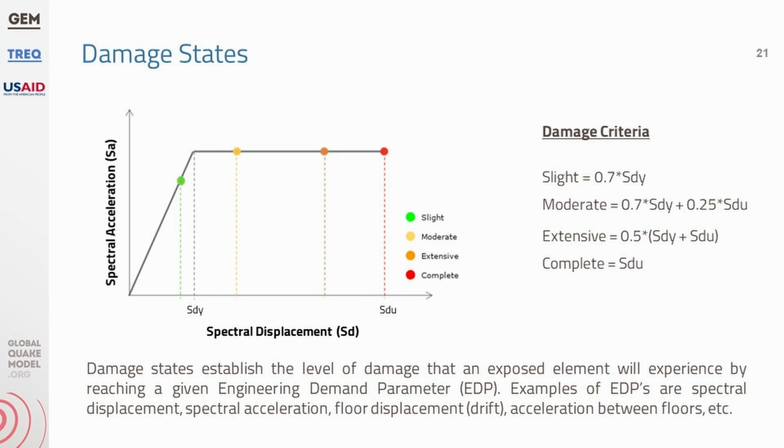The structure is considered in a specific state of damage when the ground shaking causes the limit established for an engineering demand parameter to be exceeded. For example, the capacity curve in this image indicates that if the structure exceeds its ultimate displacement, it would end up in the state of complete damage.